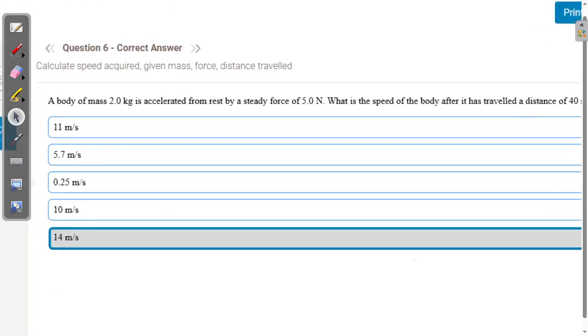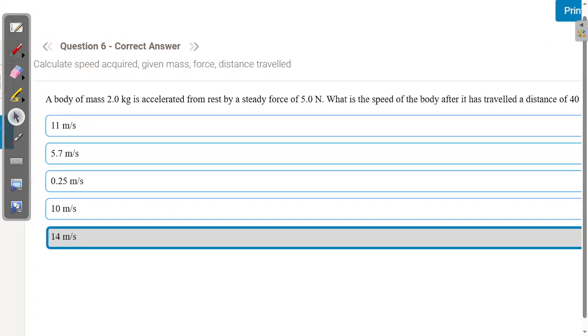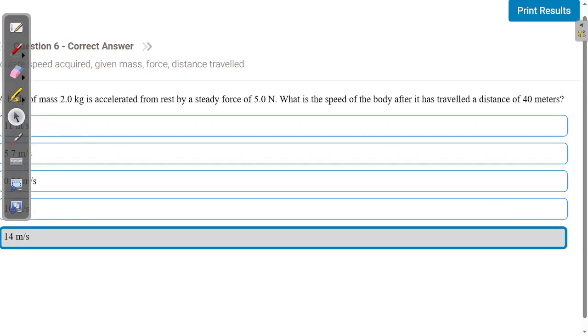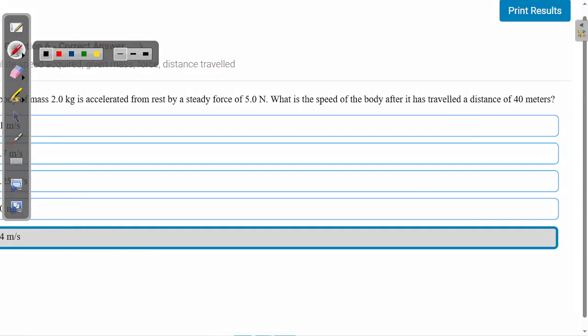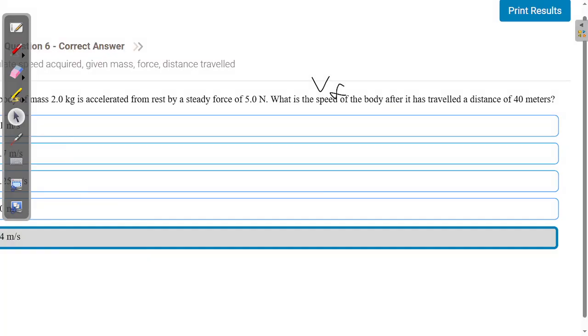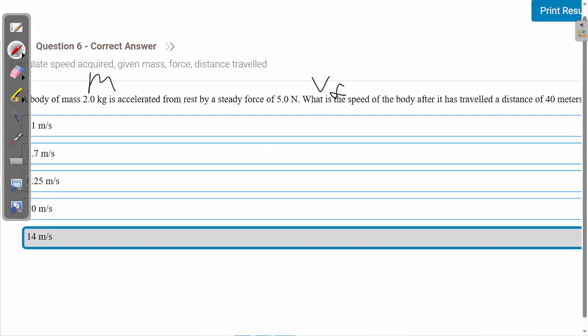Okay, a body of mass 2 kg is accelerated from rest by a steady force of 5 newtons. What is the speed of the body after it has traveled a distance of 40 meters? So they want the final speed, and we have the mass, force, and the displacement or distance.